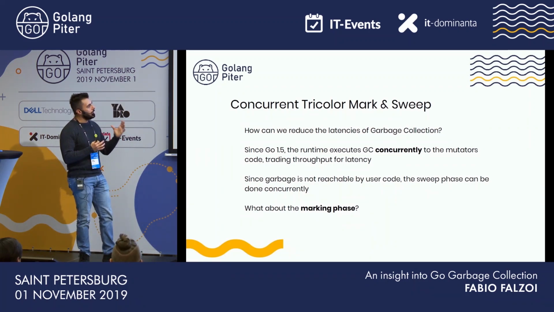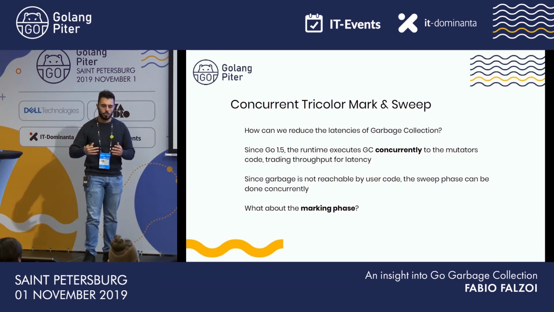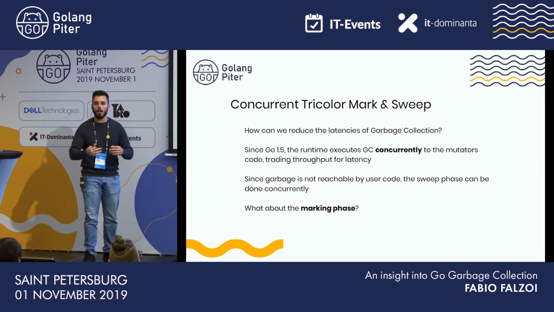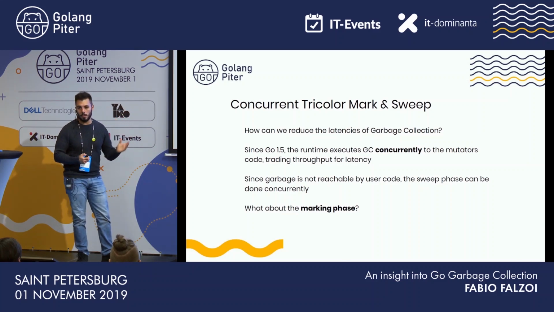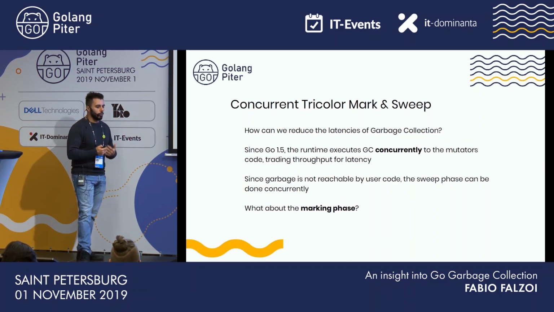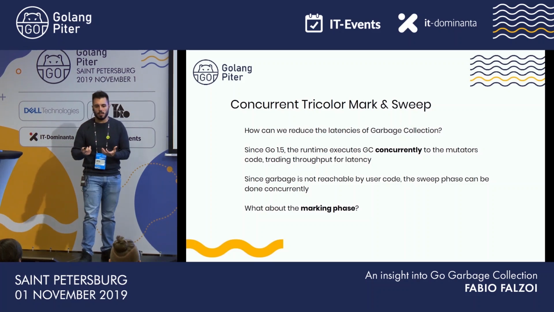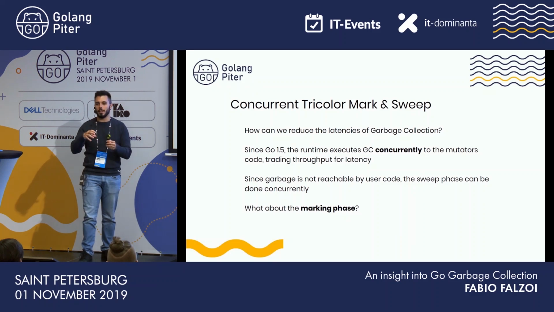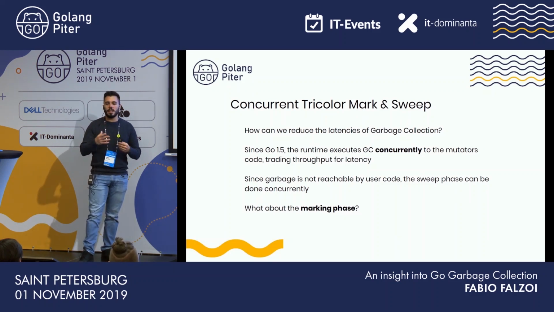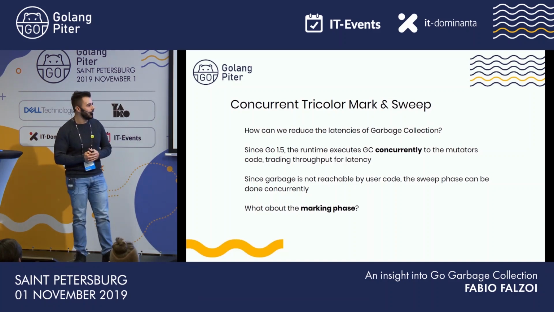To improve the latencies of garbage collection, one way is to do a concurrent garbage collection. So you mark your objects while your code is still executing, without stopping it. And this is what Go does from version 1.5. But if you think about the phases of garbage collection, with the sweep phase we have no problems, because during the sweep phase I'm just messing with the objects that are unreachable. And so it is safe to concurrently reclaim that memory, because our application can't reach those objects.